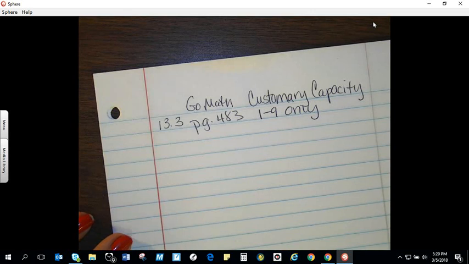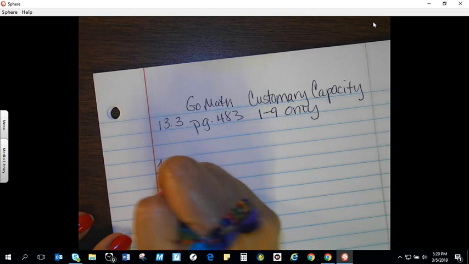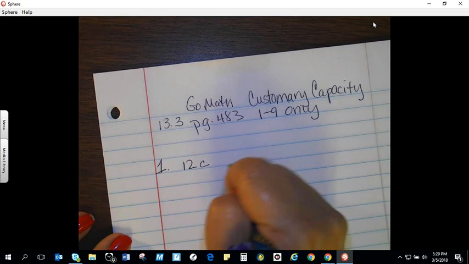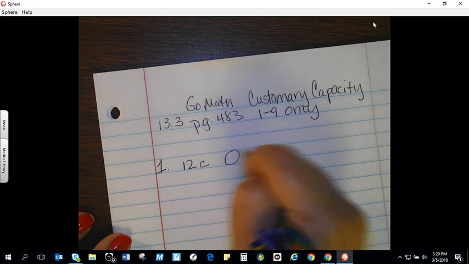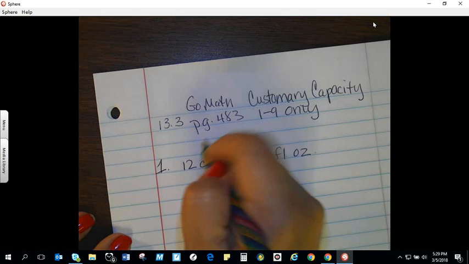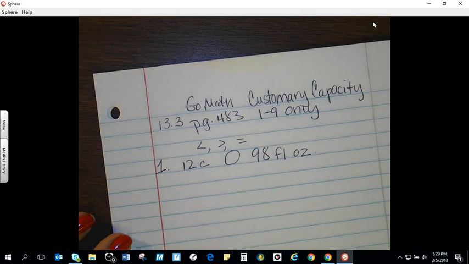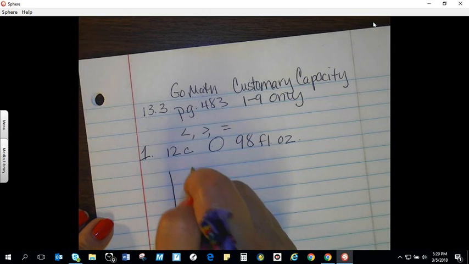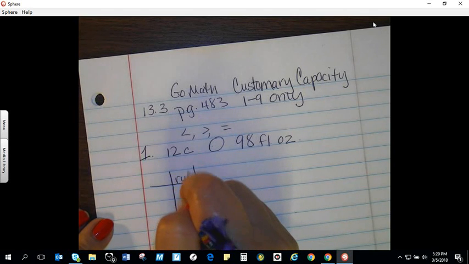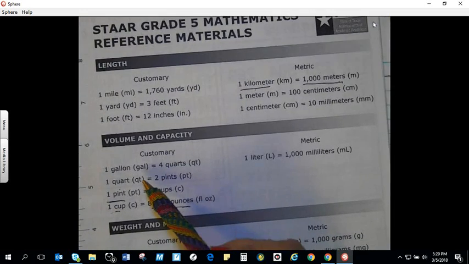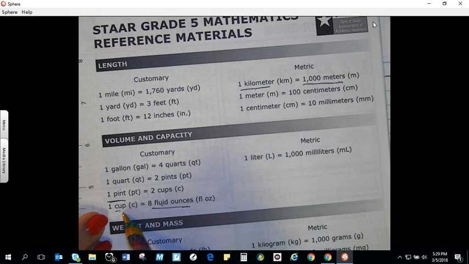Okay, so number 1. We were converting 12 cups to 98 fluid ounces. Now we needed to find out which one is going to be less than, greater than, or equal to. All right, same routine that we have been doing for the last week. Make my table, put my rule. I'm going to look over here, and you should have your chart with you. And now we're going to capacity. So now I'm looking at cups to fluid ounces.